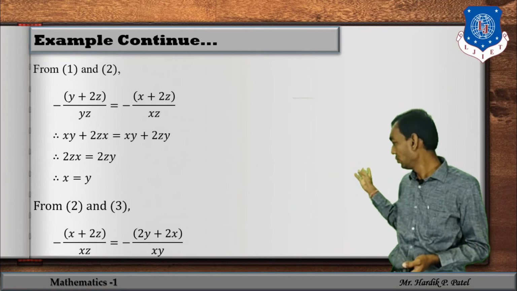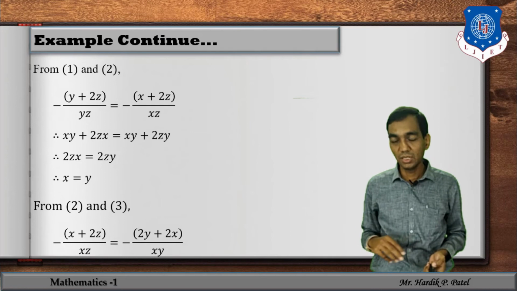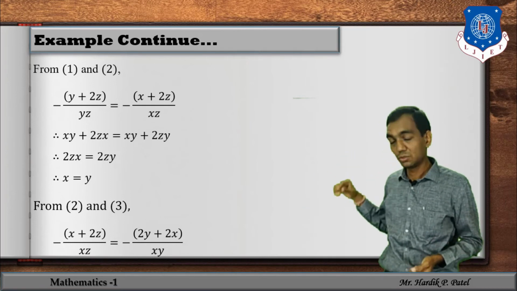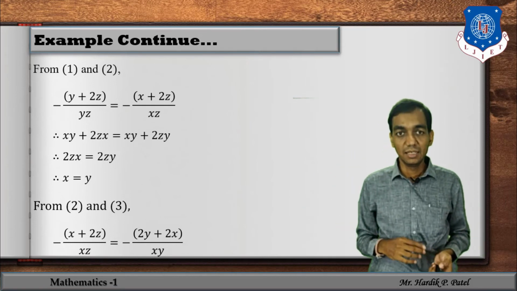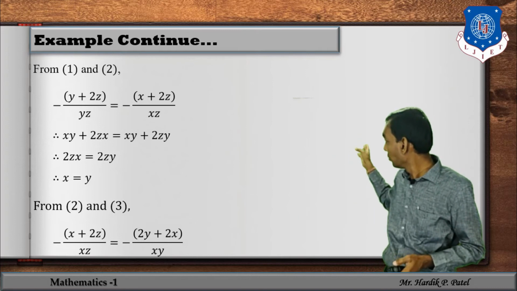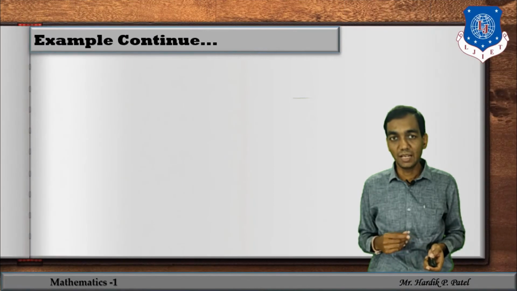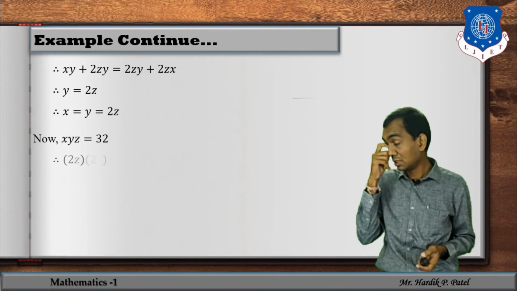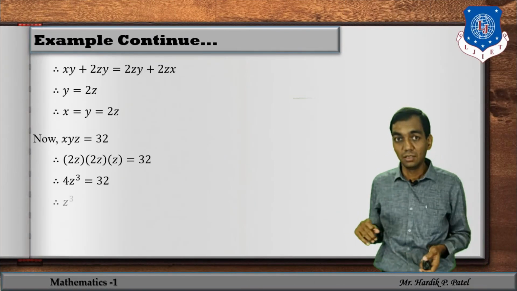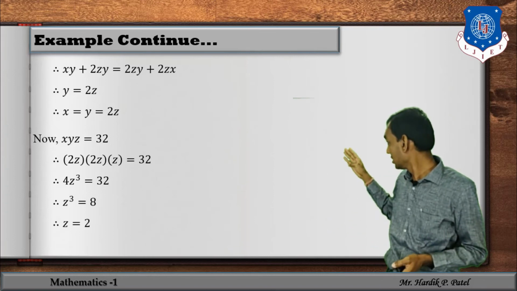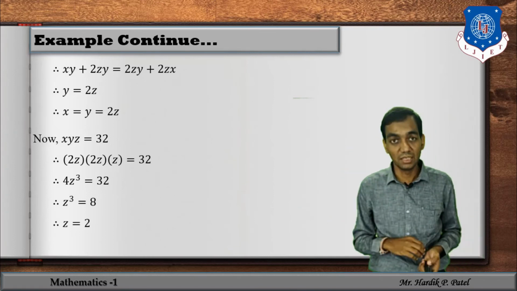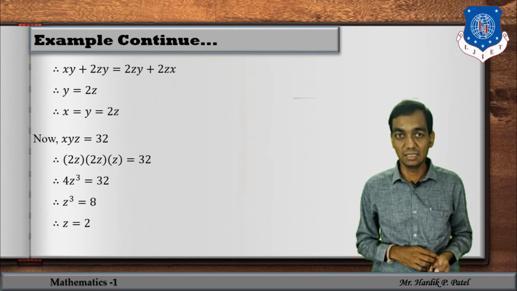In the same manner, equations 2 and 3. From equations 2 and 3, we will have −(x + 2z)/xz = −(2y + 2x)/xy. So cross multiply and simplify. That will give you the result y = 2z. So that will give you the result x = y = 2z. This is the relation between x, y and z.